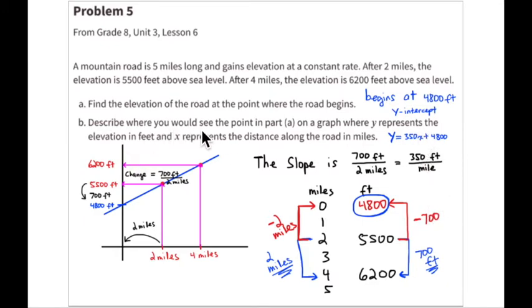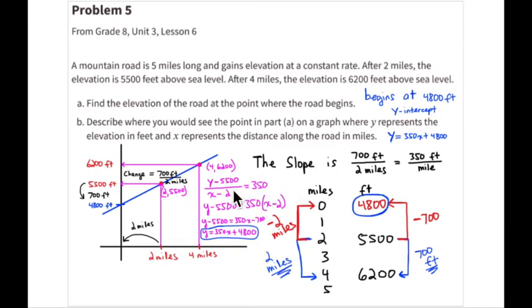It says, describe where you would see the point in part A on a graph where y represents the elevation in feet and x represents the distance along the road in miles. So that's the equation. So what's the equation? And so this is the equation for that. And you'd see this point at 4,800 feet.